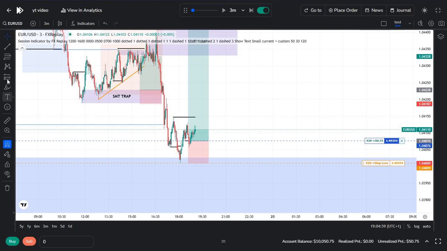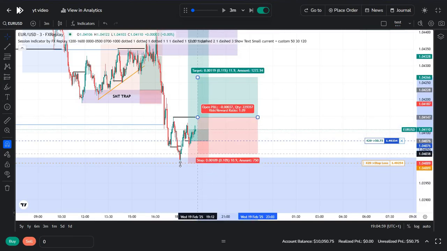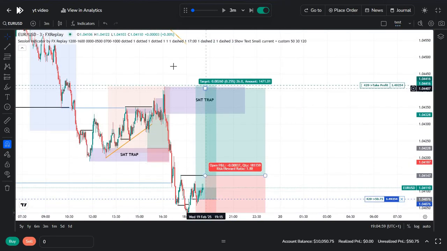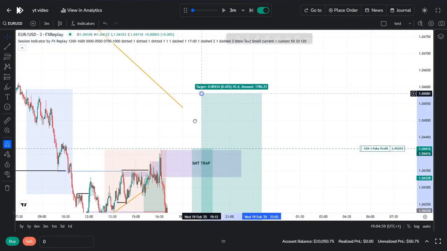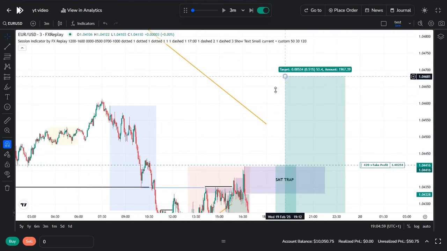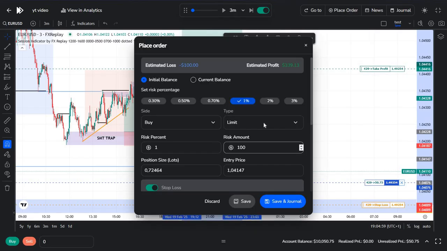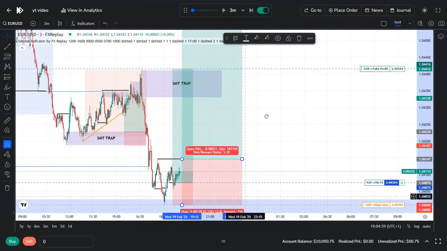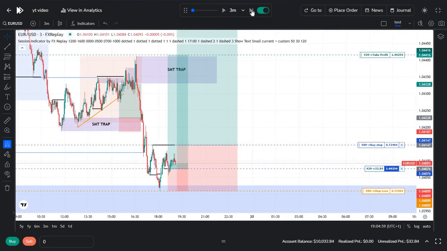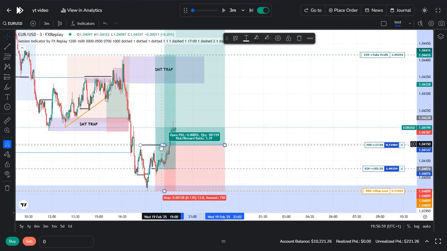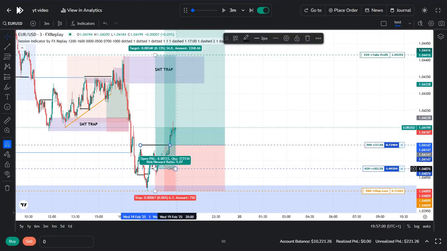And now let's say if price breaks this, you would place yourself on a stop order, on aggressive, and possibly target the highs right here for at least a 3R. All right, so you're in both positions.